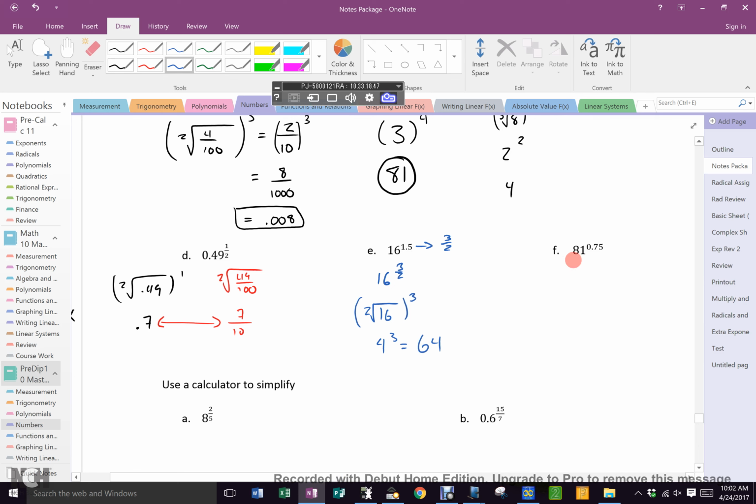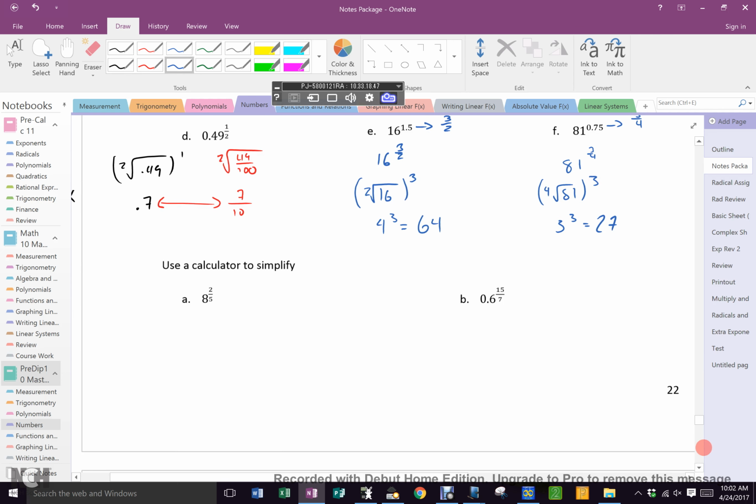Great. What about this one? What's that really? 81 to the 3/4, 4th root of 81 cubed. You already know the 4th root of 81 from this page. What is it? 3. 3 cubed is what? 27. Good? Good. Now, I want you to look at A and B here.